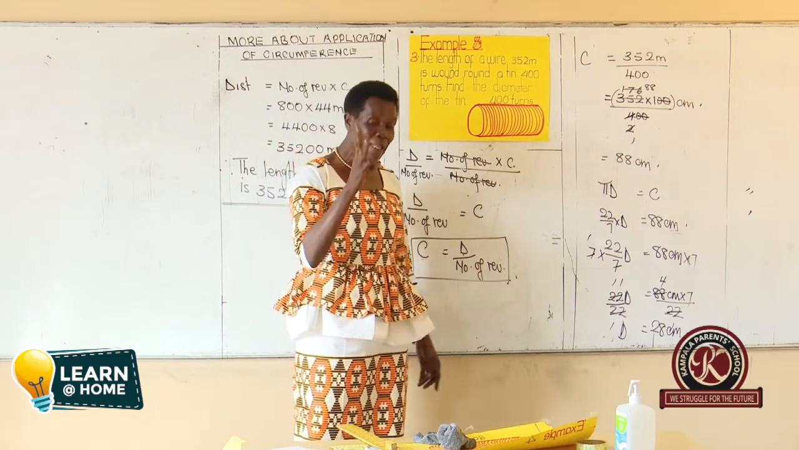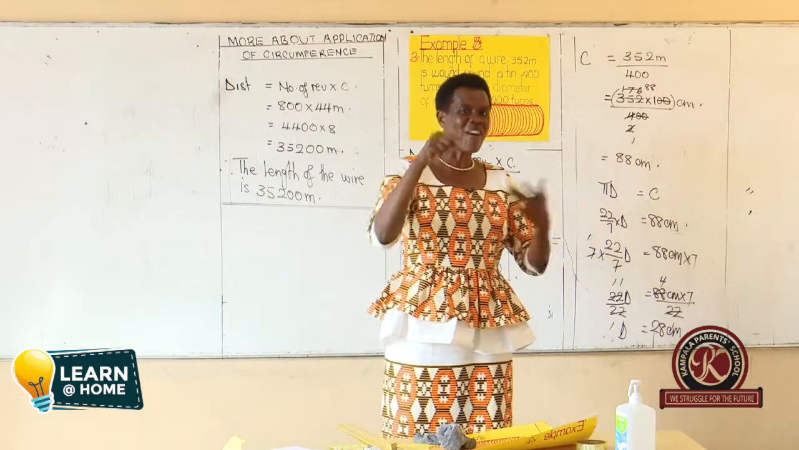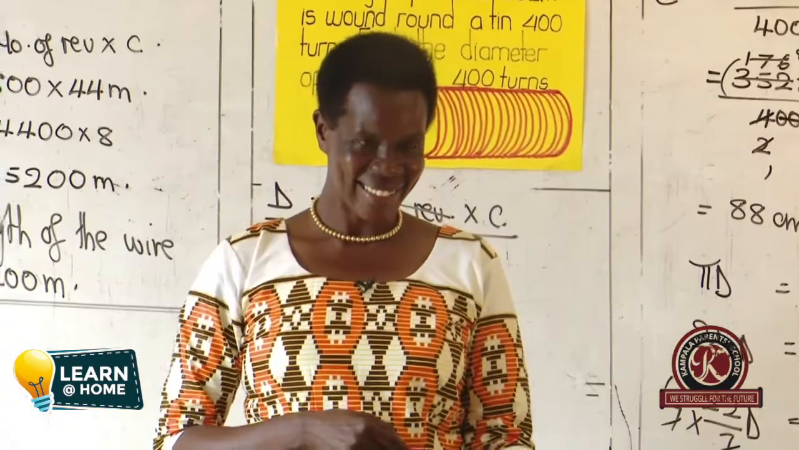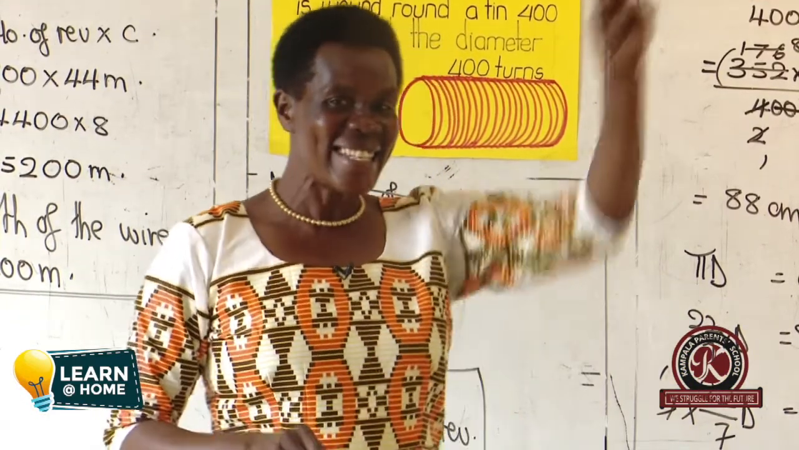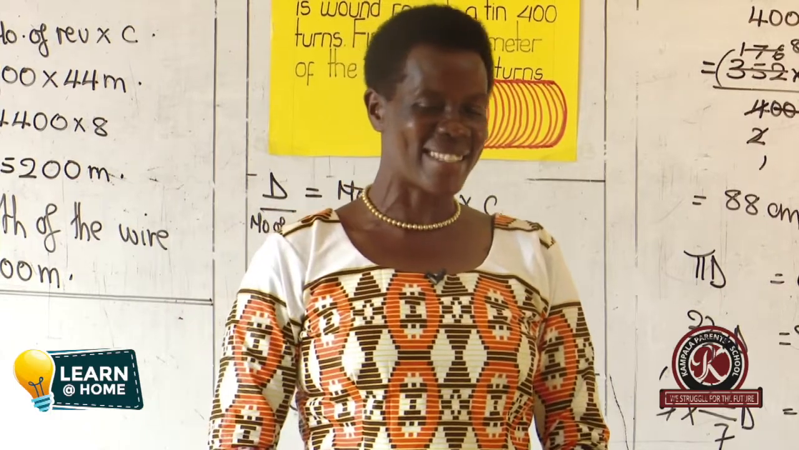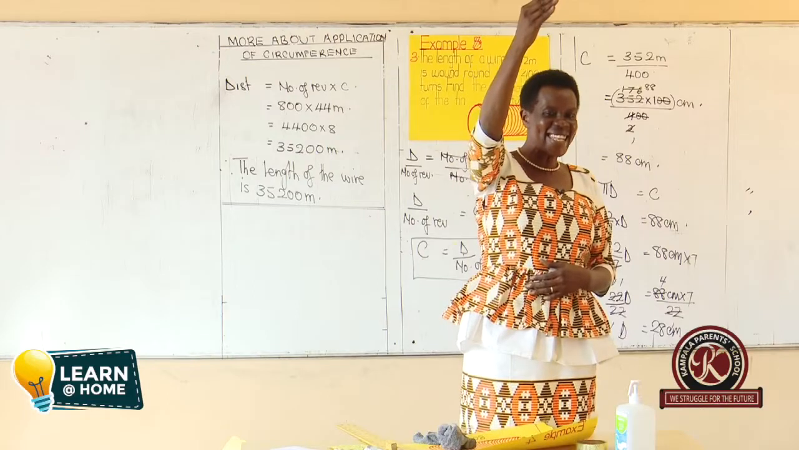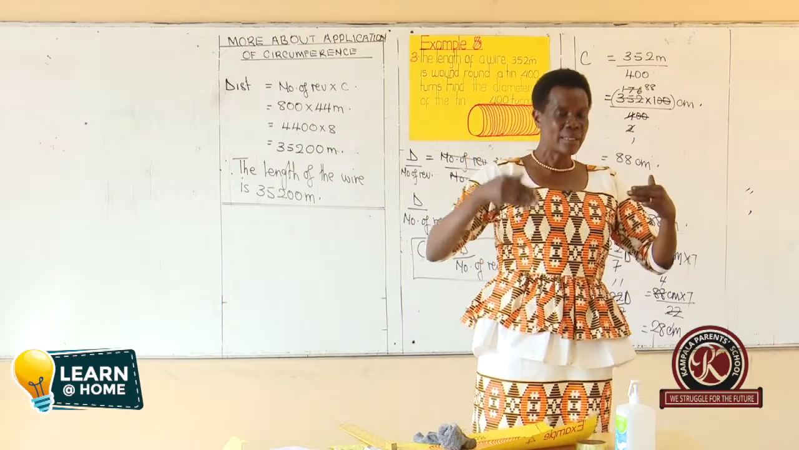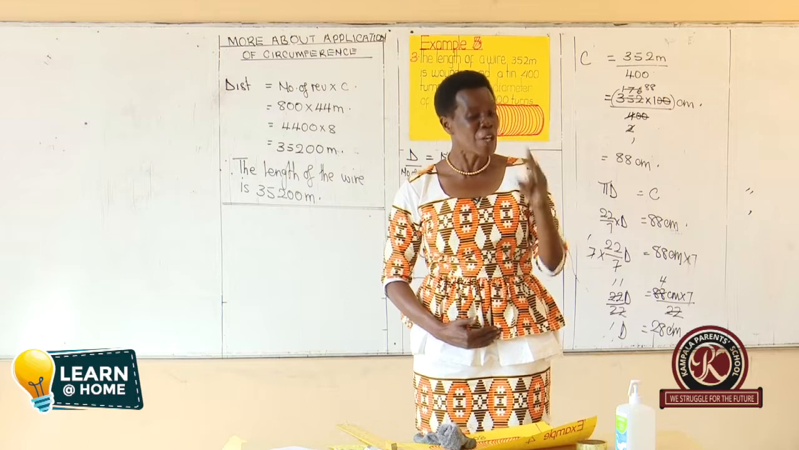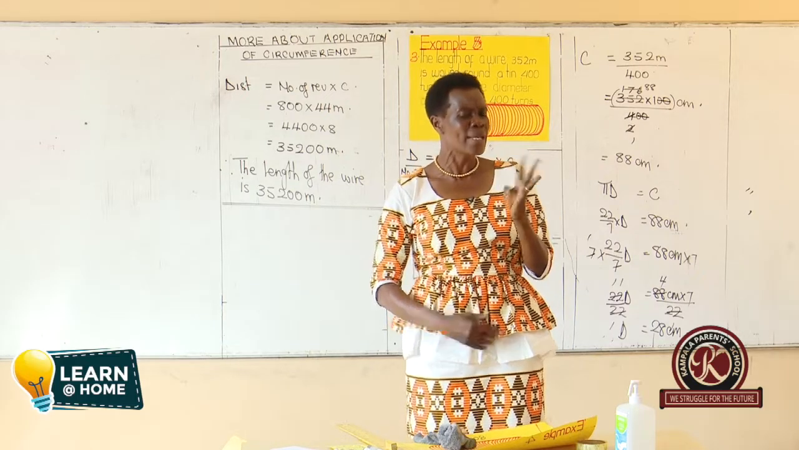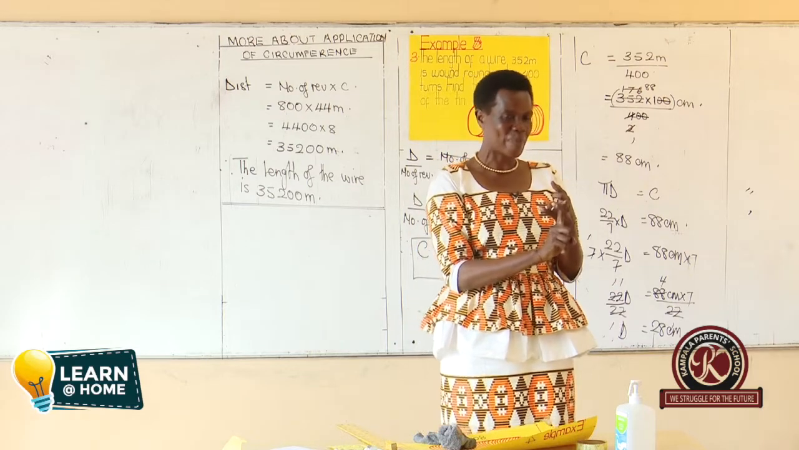There are now 3 formulas. Distance equals circumference times the number of revolutions. Number of revolutions equals distance divided by circumference. Circumference equals distance divided by the number of revolutions. Are you seeing now? Those are the 3 points I was talking about. Circumference, number of revolutions, distance.